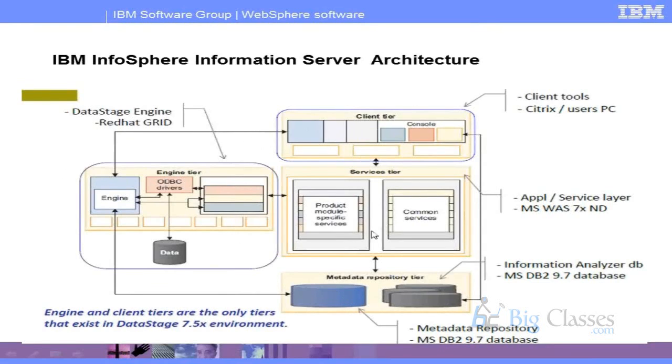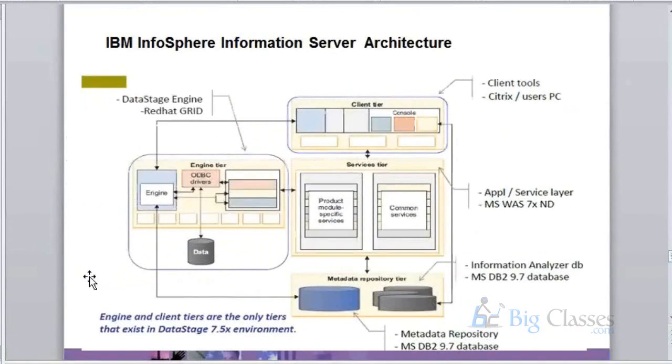What is this client? What is this services tier? What is this repository tier? What is this engine tier? All these we also need to know. We will discuss them as part of our architecture class. Once we are done with the architecture, my administrator will install DataStage 9.1 or 8.7 software on your machine based on your machine configuration. To get this software installed, your machine should have at least 4 GB or 6 GB or 8 GB RAM, depending on your configuration. We will install that software on your machines.